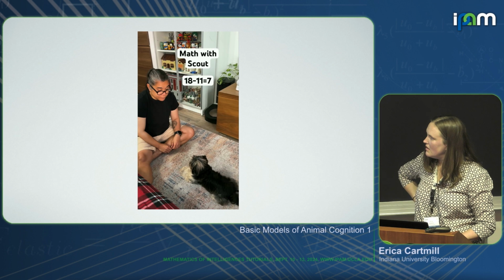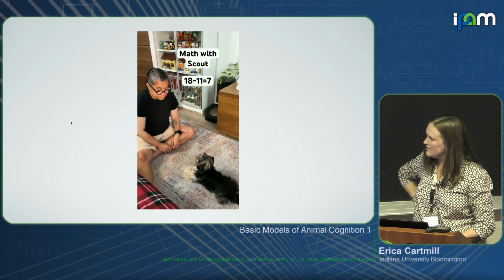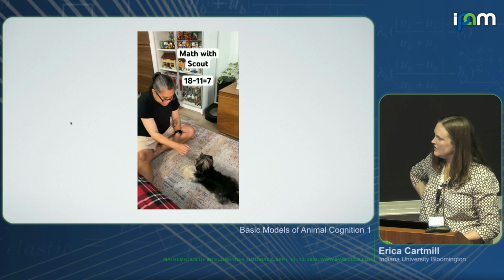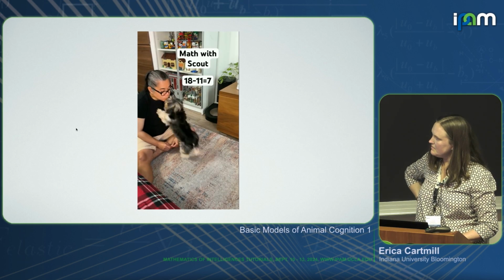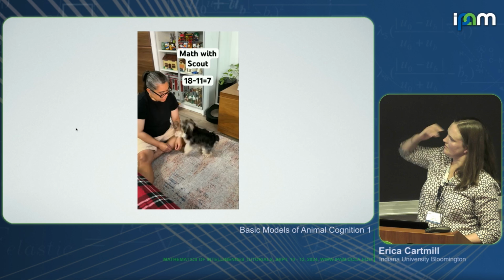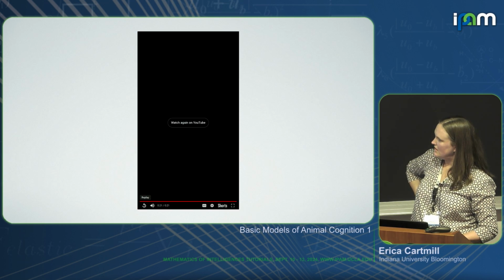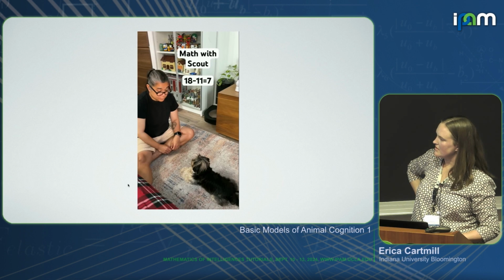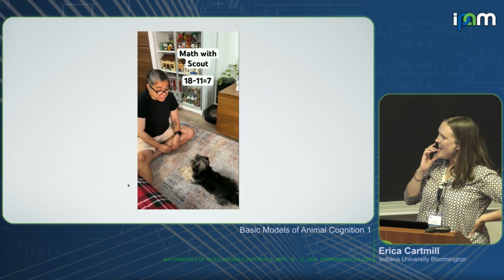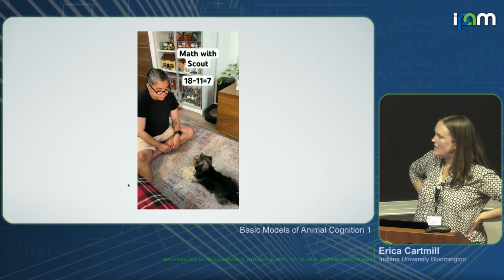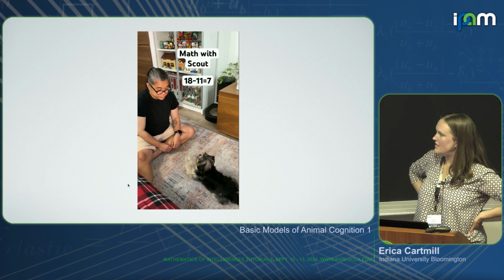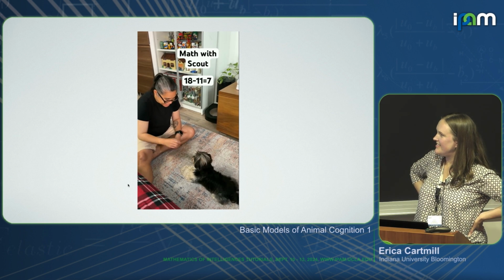Okay. 18 minus 11. Well, it's not working. Why are you not working? There you go. Good girl. Give mommy kisses. Another kiss. Another kiss. Oh, good girl. Good job, baby. All right, wait, let's just do that again. Ready? I don't know why there's a lag. Okay. 18 minus 11. Good.